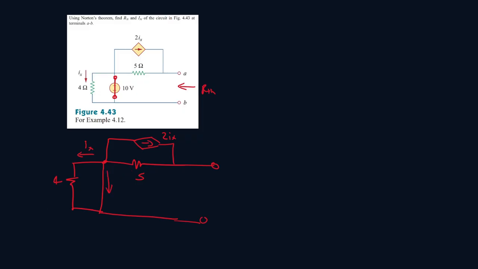So all the current will be moving through here. So Ix will be 0. That means this will be 0 as well. And that means we can ignore this part of the circuit and this part of the circuit. We're just left with this part. So RTH is equal to 5 ohms. And that's what R Norton is. R Norton is also equal to 5 ohms.